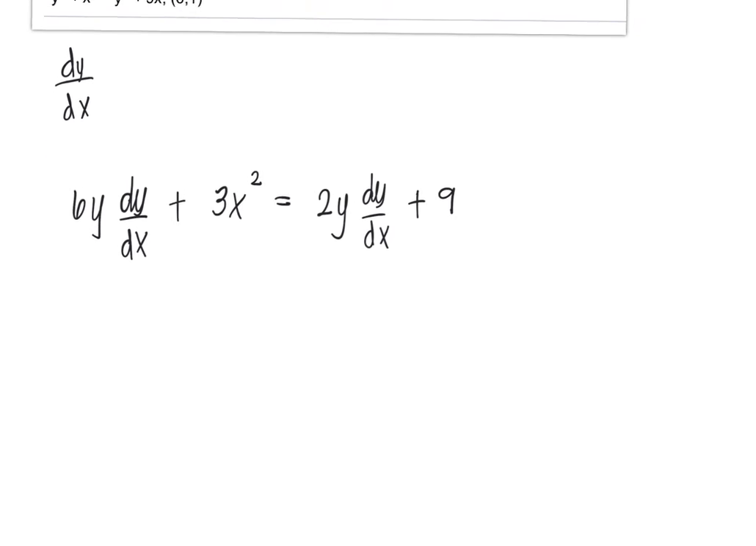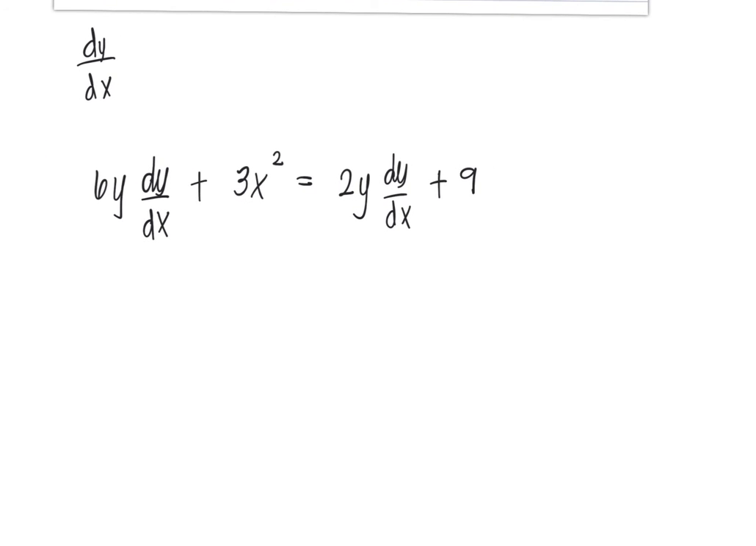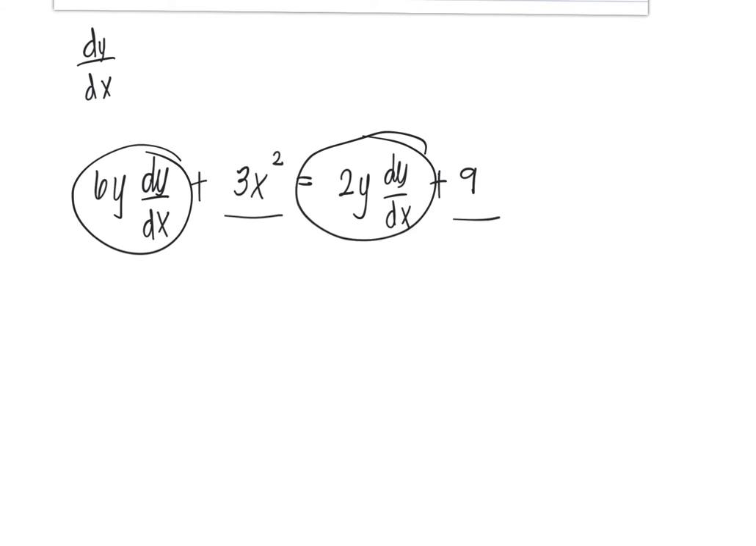So from here, what I want to do is get everything that has dy/dx on one side and everything else on the other side of the equal sign. So 6y dy/dx is going to stay on that left side. I'm going to bring over the 2y dy/dx. And on that right side, 9 stays there, and I'm going to bring over the 3x squared.